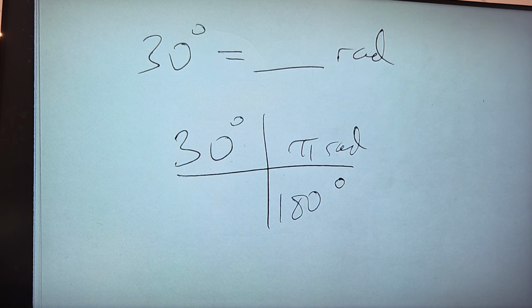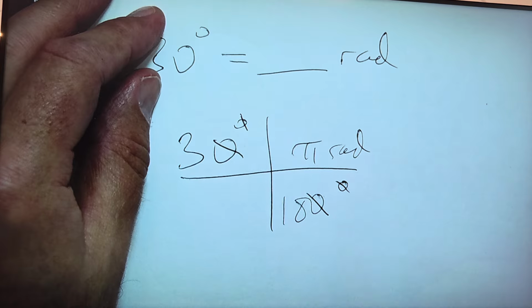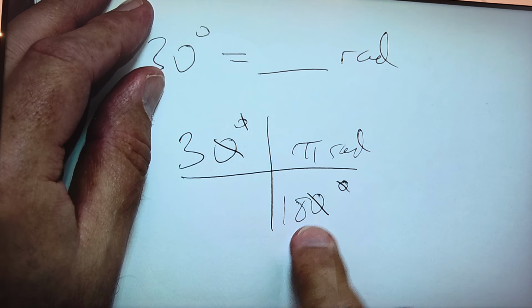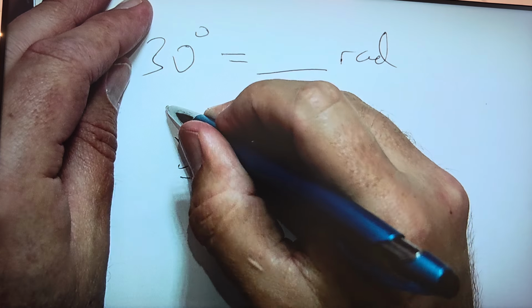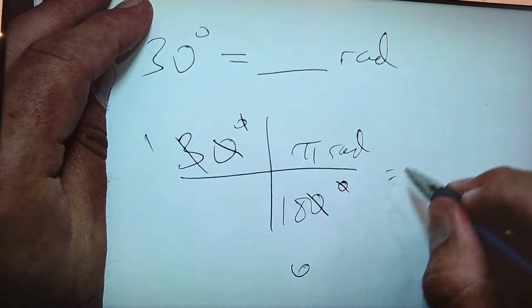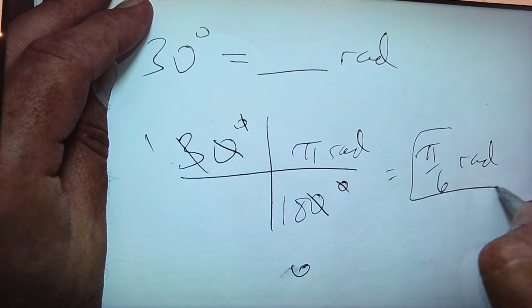Can I reduce these numbers? The degrees cancel, yes? I can kill a factor of 10, yes? 3 over 18 reduces to 1 over 6. So this becomes pi over 6 radians.